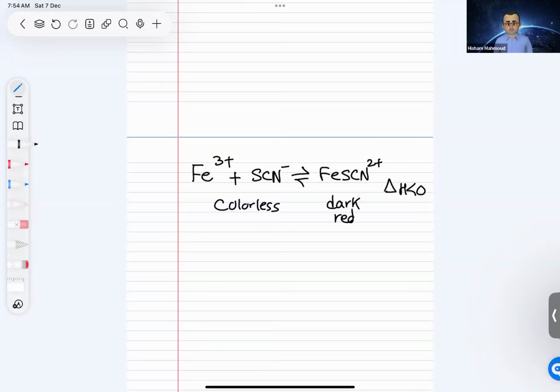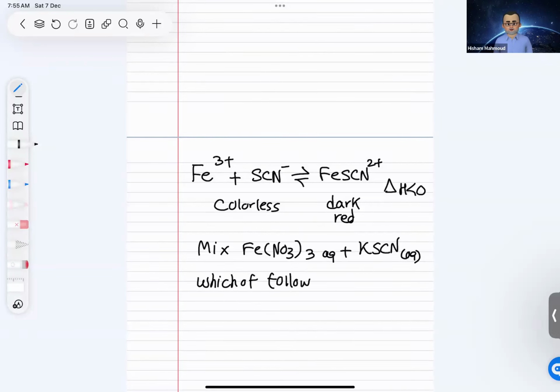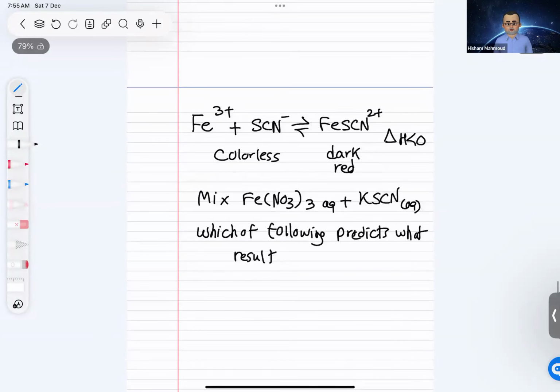So we mix the two solutions together. So mix Fe(NO3)3 aqueous solution plus KSCN aqueous solution. And which of the following predicts what will result? I have four options here. The first option is telling me that the mixture will be less red.